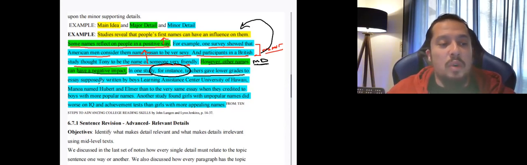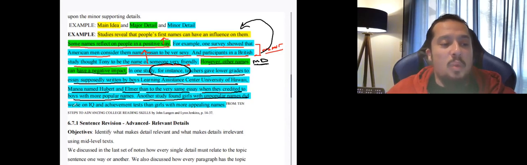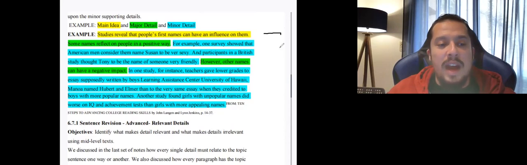Teachers gave lower grades to essays supposedly written by boys named Hubert and Elmer than to the very same essay when they credited it to boys with popular names. Another study found girls with unpopular names did worse on IQ and achievement tests than girls with more appealing names. Interesting. Now, again, I want you to see how a paragraph is broken down. And of course, what is the basis? The topic of the paragraph, right? The names. Every sentence is related to the names, right?